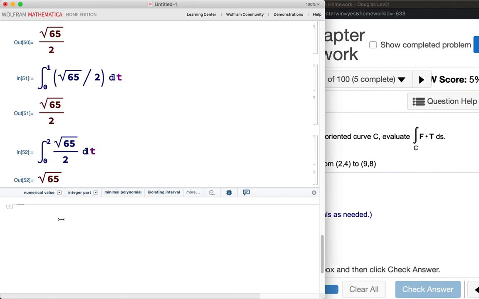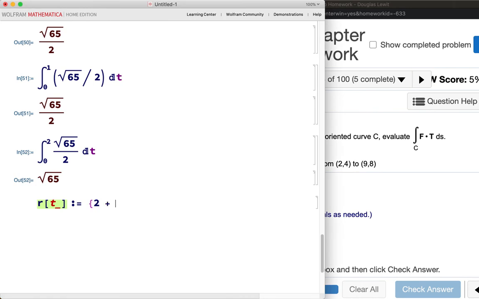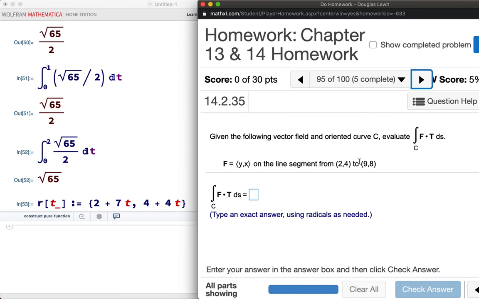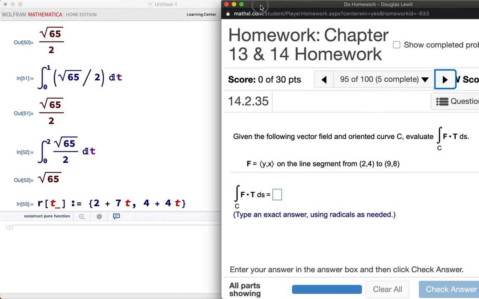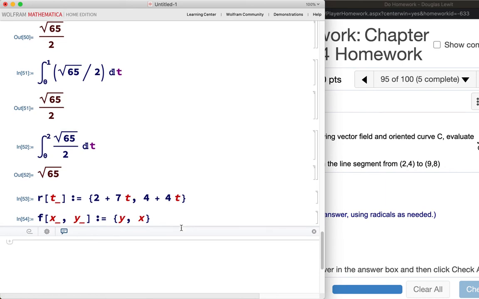Okay, so first of all, r of t is equal to 2 plus 9 minus 2 is 7t, 4 plus 8 minus 4t. So 9 minus 2 is 7, 8 minus 4 is 4. Easy. And my function f of x and y is given by the vector yx. So basically, we're doing almost the same thing we did before, but instead of multiplication, now we're using a dot product, but it's really the same idea.